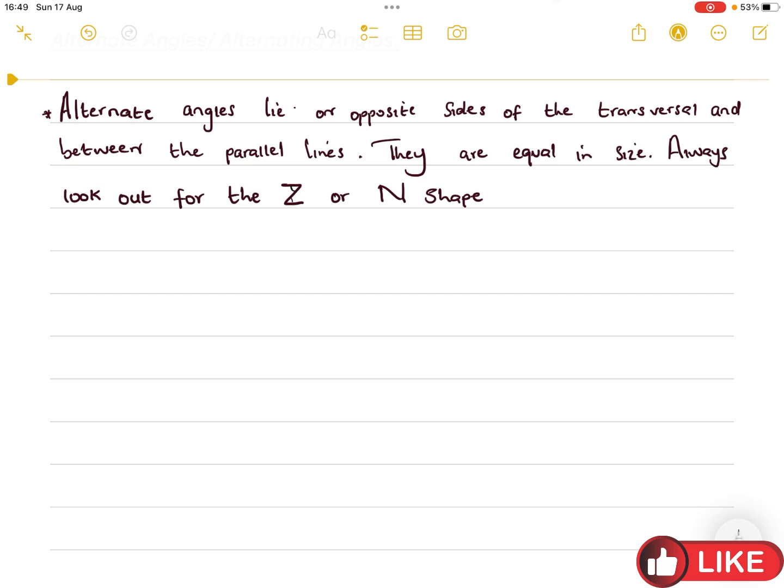Here they say this angle is equal to this angle when you're looking at your Z shape, and this angle is always equal to this angle. Bear in mind that these two lines are parallel, and this one acts as a transversal. So again, this one is a transversal, and these two lines are parallel. Whenever you are looking at this, make sure that you observe something that is of this form.